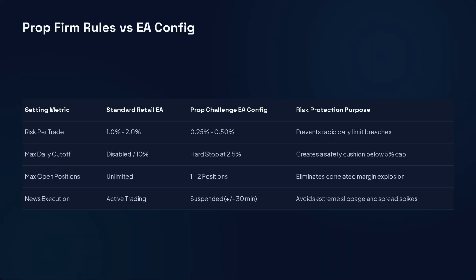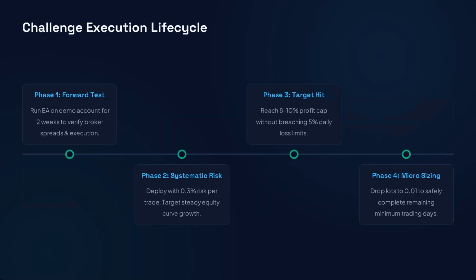This table compares standard retail settings with a safer configuration for prop firm challenges. By adjusting your risk per trade, daily cutoffs, and position limits, you can better align your strategy with strict firm rules. The challenge execution lifecycle consists of 4 phases: forward testing your EA, deploying with systematic risk, hitting your profit target, and finally, using microsizing to safely complete your required trading days.